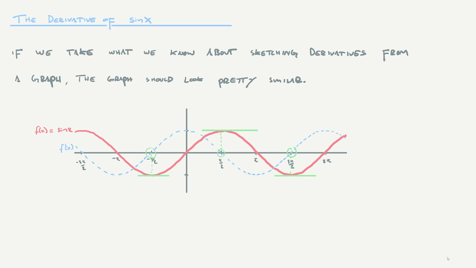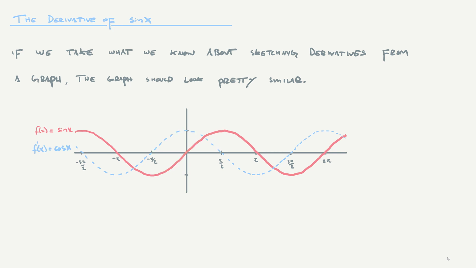Things to notice are that the derivative has zeros when sine of x is either 1 or negative 1, really where its slope is 0, which happens at negative pi over 2, pi over 2, 3 pi over 2. It'll happen again at 5 pi over 2, negative 3 pi over 2. It happens as well. It's above the x-axis whenever the sine of x is increasing, so it's positive between negative pi over 2 and pi over 2.